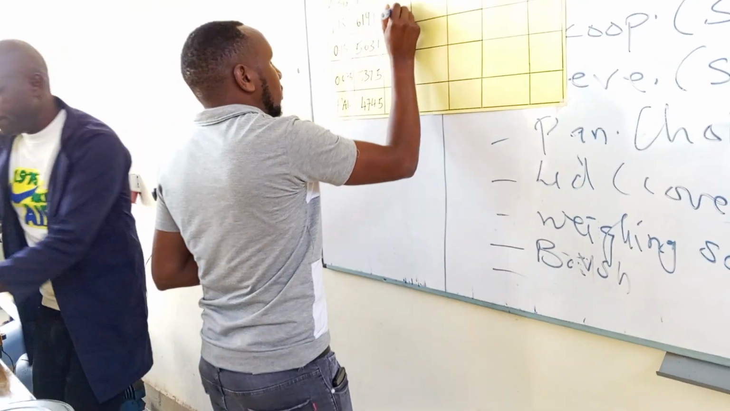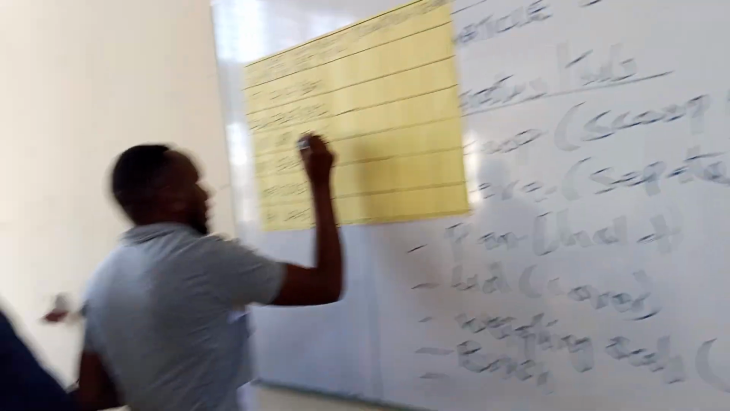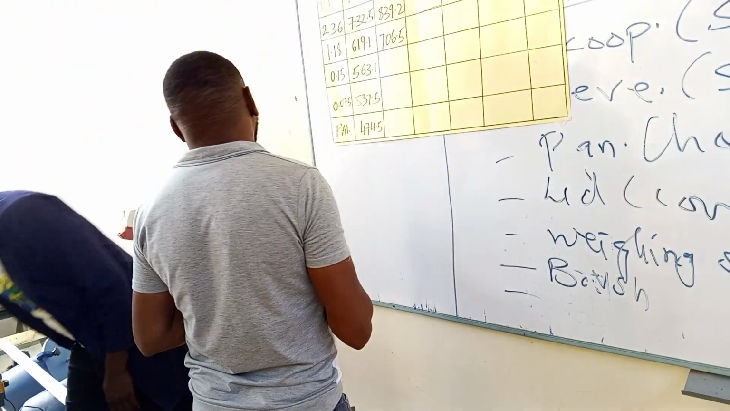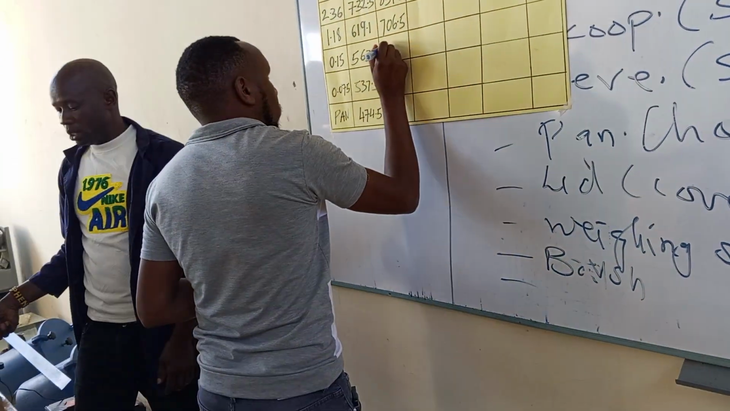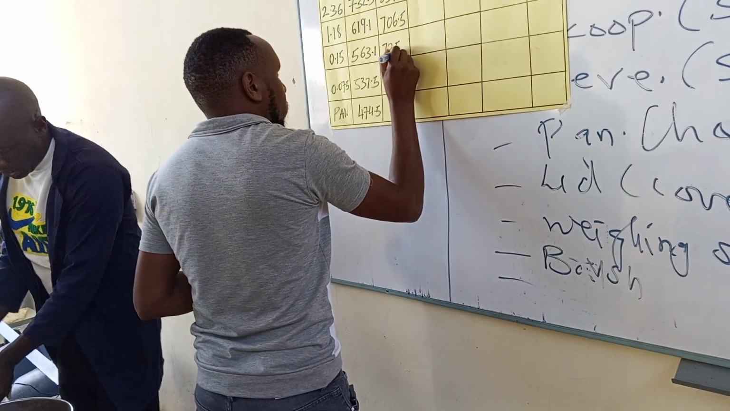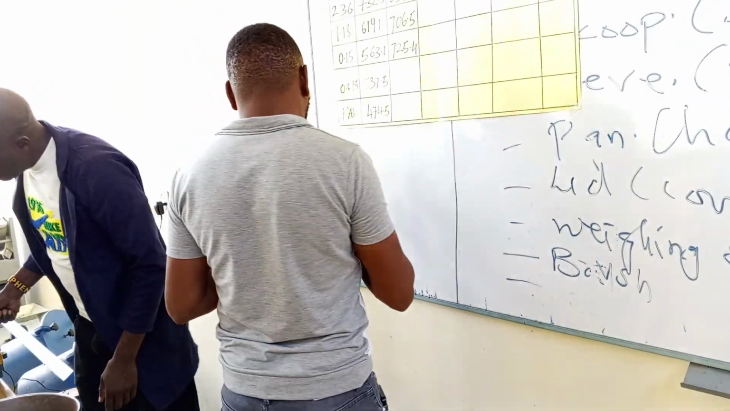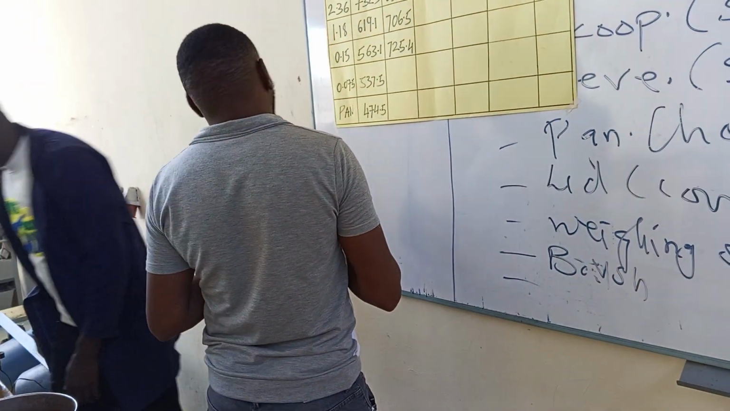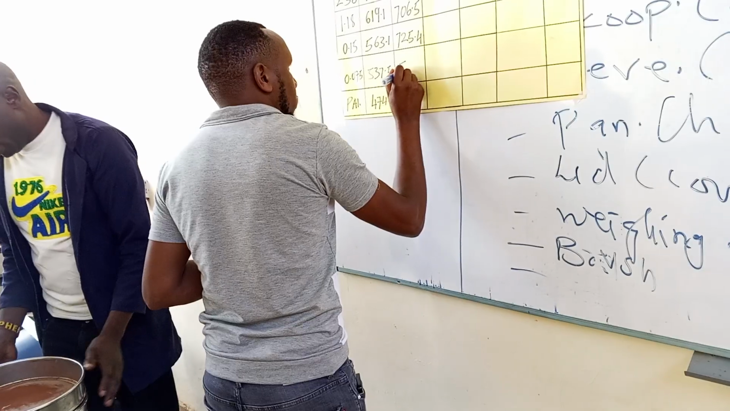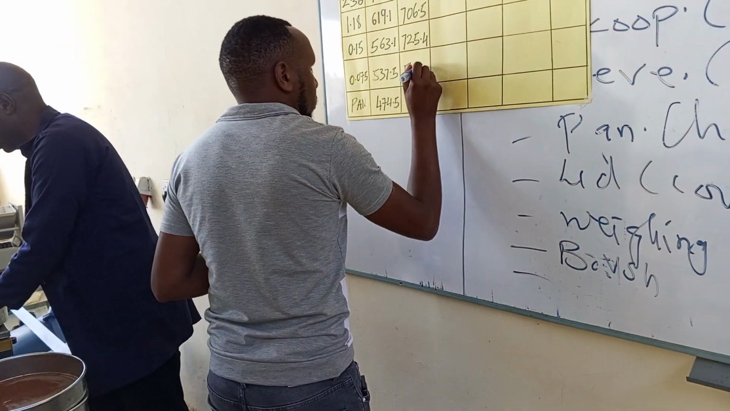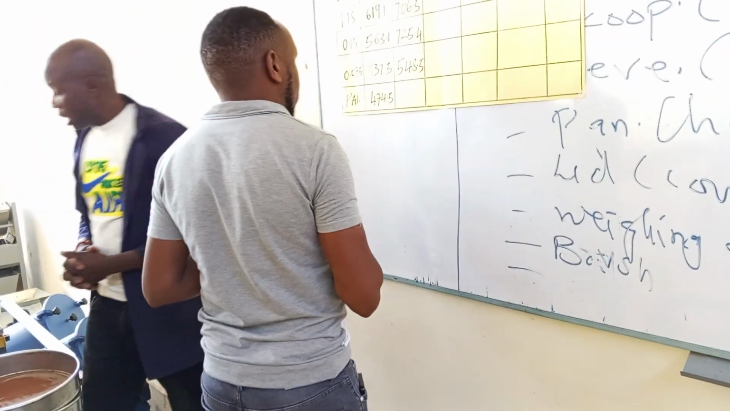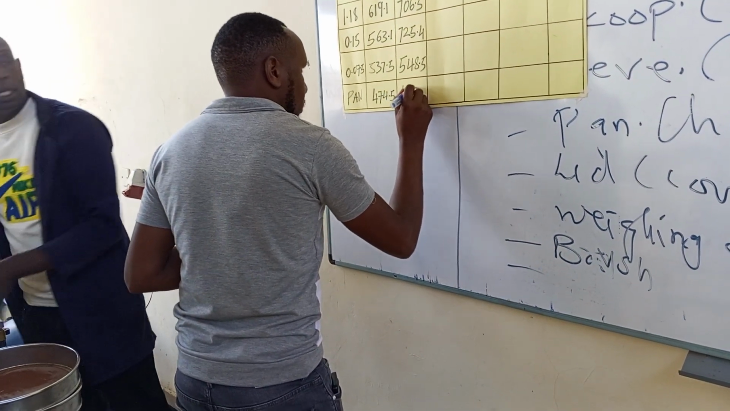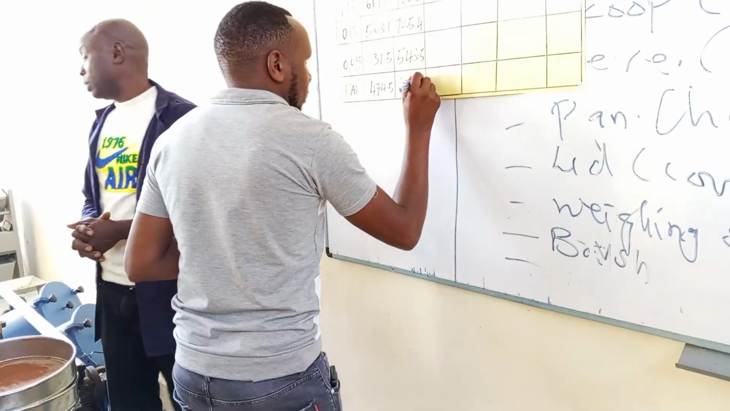706.1. Next one, the sieve size 0.15. 725.4. Then the last sieve size. What is that? 548.9. Then we have the pan. The pan plus the soil. How much is that? 479.7. So that's how this practical is being done.